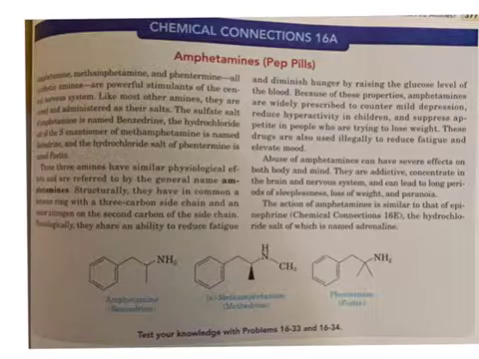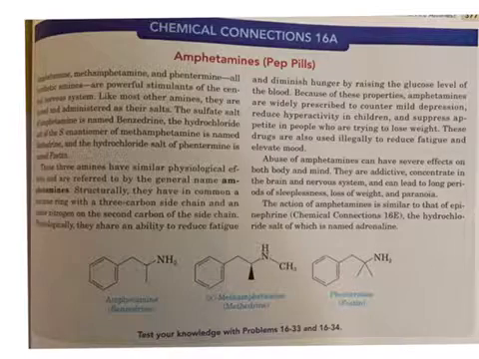So let's finish up with some real-world examples. Amphetamine, methamphetamine, and phentermine are all synthetic amines, meaning man-made. They're powerful stimulants of the central nervous system. Like most other amines, they are stored and administered as their salts. The sulfate salt of amphetamine is named Benzedrine. The hydrochloride salt of the S enantiomer of methamphetamine is named Methedrine, and the hydrochloride salt of phentermine is named Fastin.